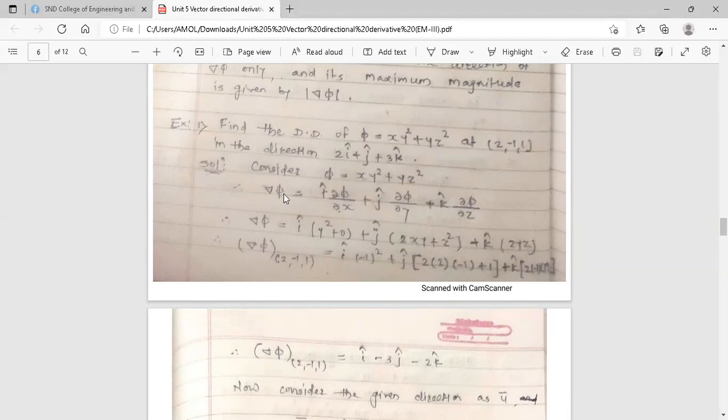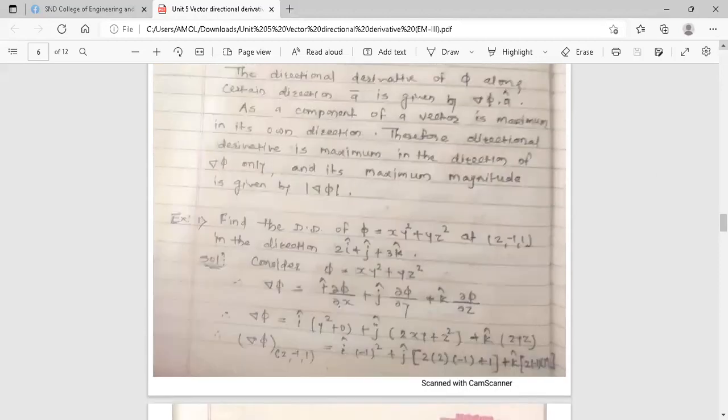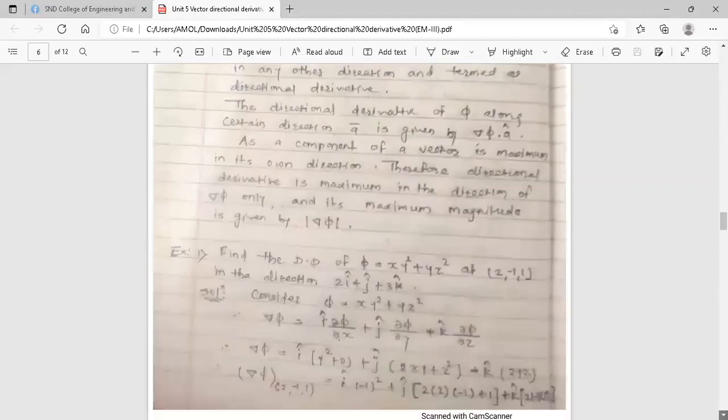Now what is grad phi? The grad phi term is here i cap into del phi by del x plus j cap into del phi by del y plus k cap into del phi by del z. Here it is written, the term of grad phi. So we are writing the formula only here. Now del phi by del x. Now this is the phi scalar point function for this particular example.